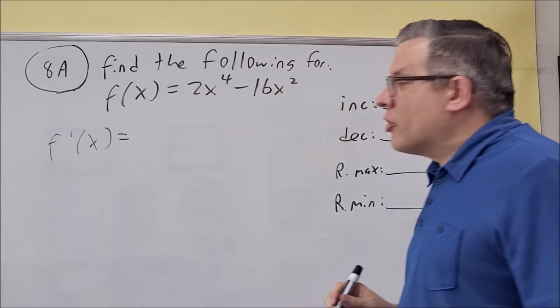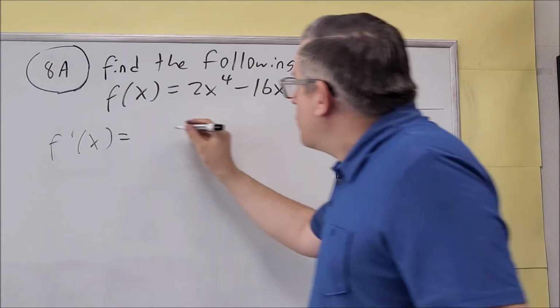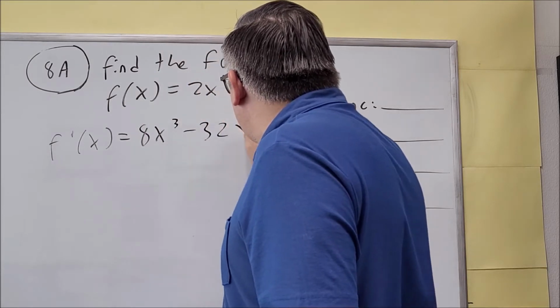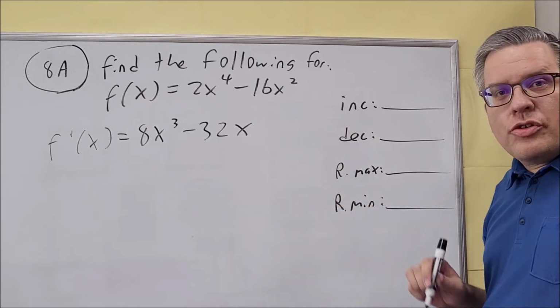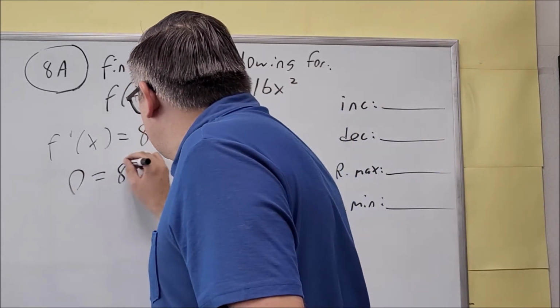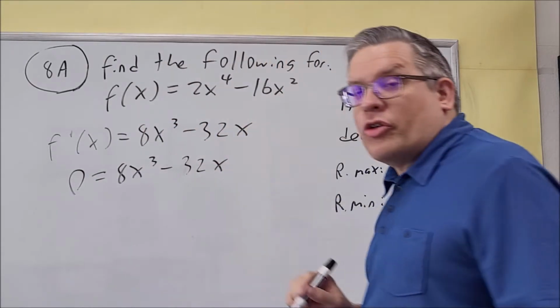Doing the first derivative, you're going to apply the power rule. 4 comes down and multiplies by 2, so we get 8x cubed, and then minus 32x. Next thing we want to do is set it equal to 0. And we're setting it equal to 0 to find the critical numbers.